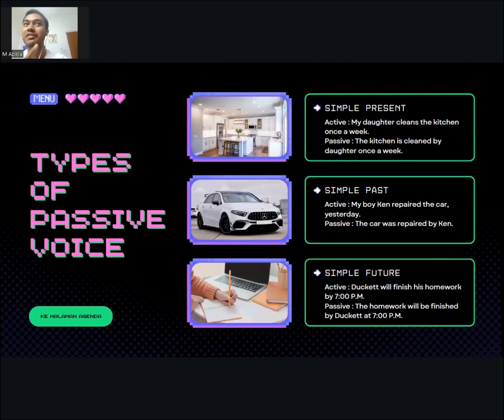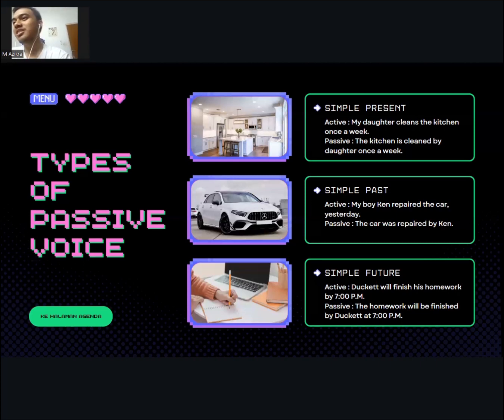In the simple future, the example of active is: Duck will finish his homework by 7 p.m. In the passive, the homework will be finished by Duck at 7 p.m. We can see that in this sentence, after the will we add be, and the finish turns into the verb three, of course.